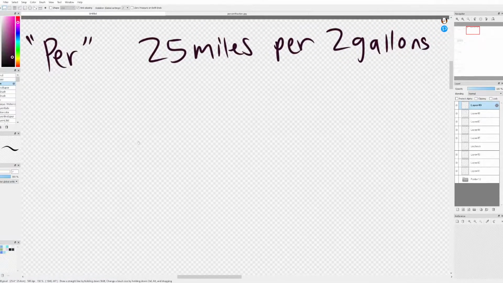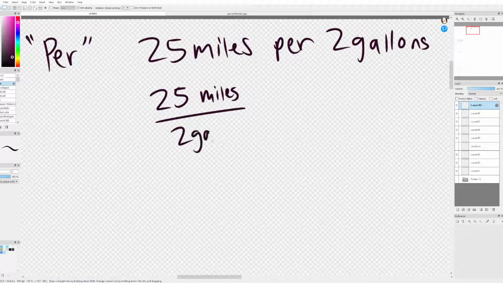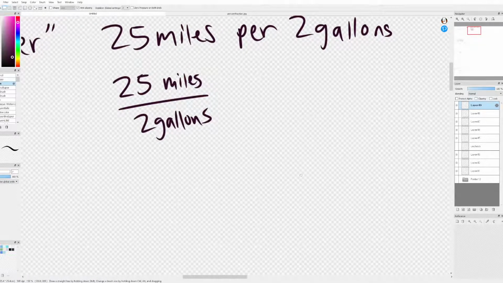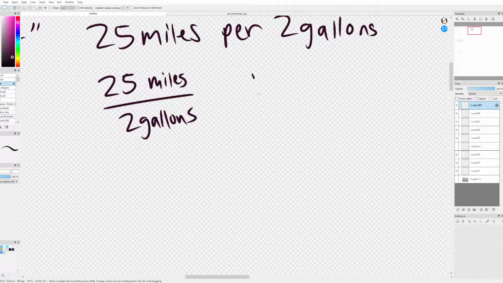And sometimes questions will ask you things like how many miles per 1 gallon. Like if a car goes 25 miles per every 2 gallons, how many miles would a car go for 1 gallon? A way to do this would be to do 25 miles on top and the 2 gallons on bottom. When we see the word per and it's saying we want to know how many miles per gallon, whatever we want per one of, that's going to be put on the bottom.